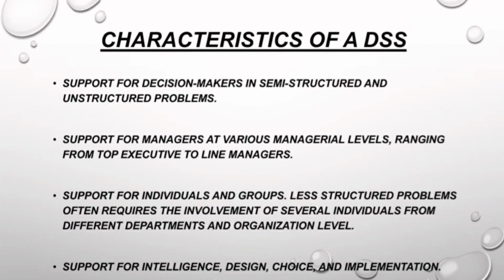Characteristics of a decision support system. The first is support for decision makers in semi-structured and unstructured problems, that is, programmed and non-programmed problems. Then support for managers at various managerial levels, from top executives to line managers. Then the main thing, it supports both individuals and groups, because for less structured problems they can involve several individuals from several departments, so it plays a major role. And it supports intelligence to make decisions, and design, choice and implementation.